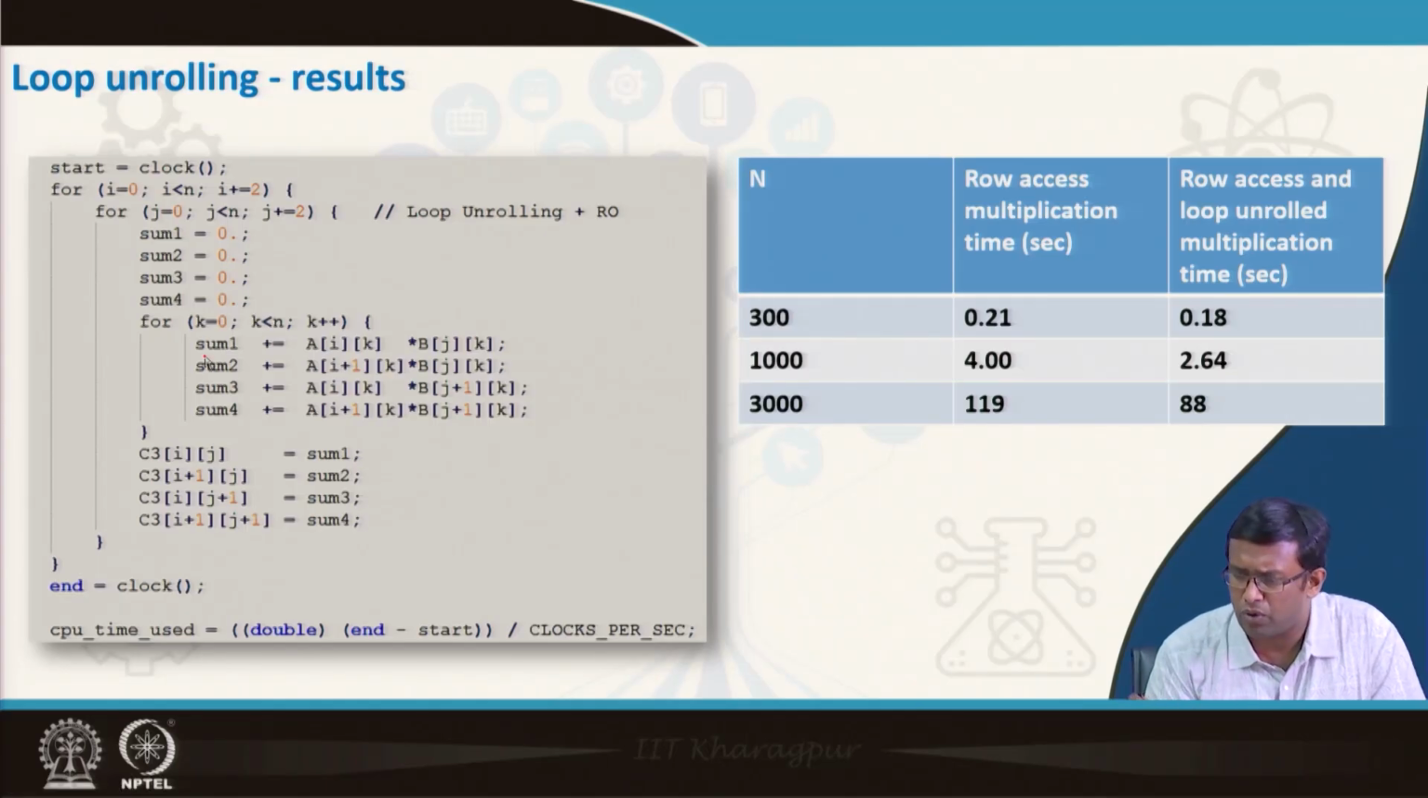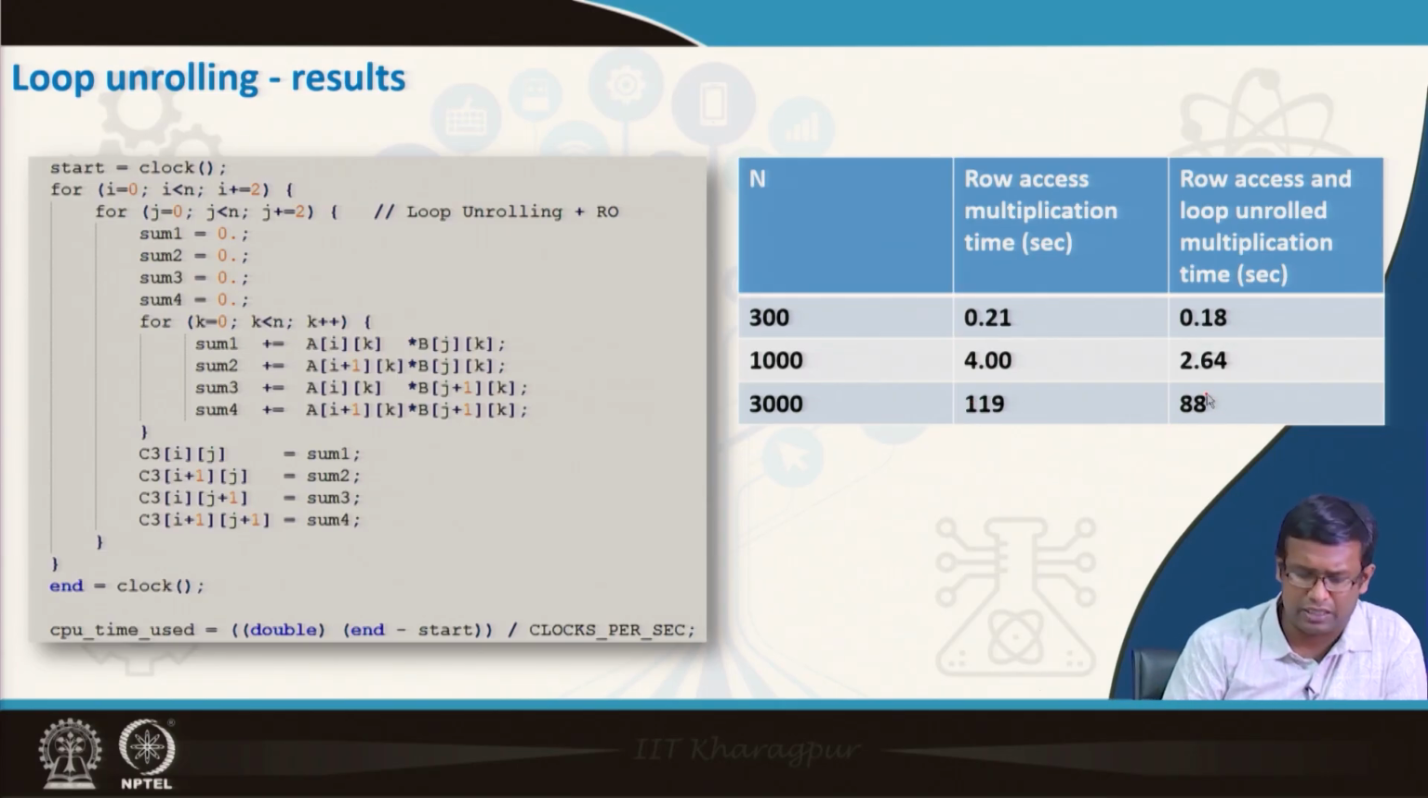When we run this code without simple row access, the multiplication time, accessing the matrices row wise for both the cases, was 0.21 second. Now, once we unroll the loop, doing it for 4 elements in the C matrix, the time is less, 0.18 second. For a larger matrix, the simple calculation time using row access pattern is 119 seconds. For loop unrolling it is 88 seconds.